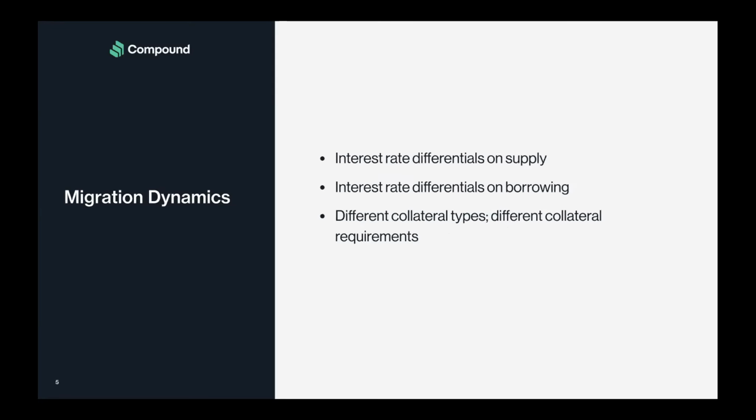Now, I touched on this briefly before, but there's a couple of things that influence the migration. The first are interest rate differentials on supply. Currently, there is no Compound yield on Dai because the market doesn't exist yet. But when this market is created, there's going to be differences between the Compound Dai interest rate and the Maker Dai savings rate. The second are interest rate differentials on borrowing. There's going to be a differential between the Compound borrowing interest rate, even though it's going to be controlled directly by the MKR token holders, and the stability fee on Maker.